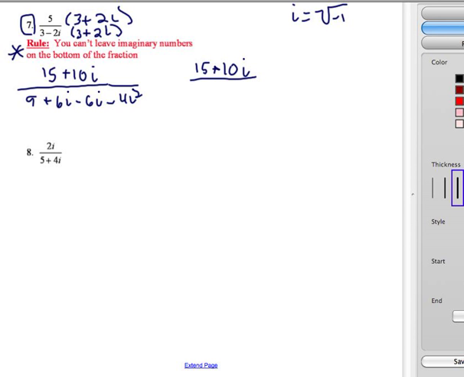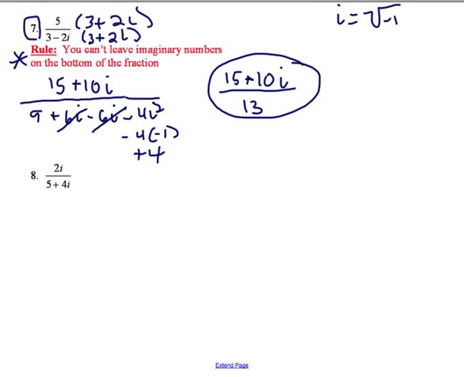And I'm going to grab a different color. And 2i over 5 plus 4i. So the i in the denominator is not okay. So we are going to multiply by the conjugate, 5 minus 4i, top and bottom. On the top, 2i times 5 would be 10i. 2i times negative 4i is minus 8i squared.